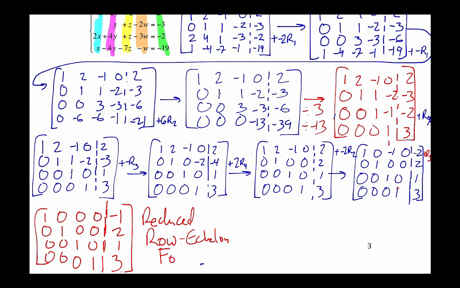And I was kind of talking about this as we were going through the problem. Reduced row echelon form gives us our solutions for our variables. This first column here represents our x's. So we have 1x, 0y, 0z, and 0w. So essentially 1x equals negative 1. So if we're putting this as a solution, our x value is negative 1.